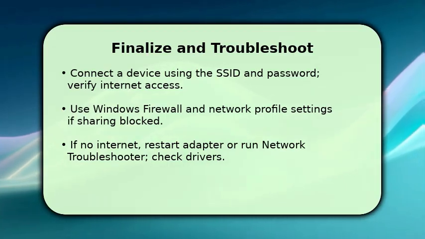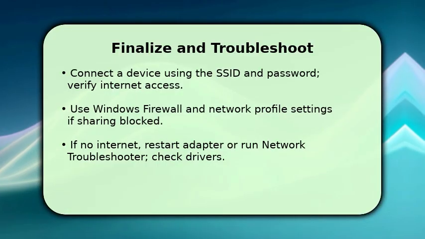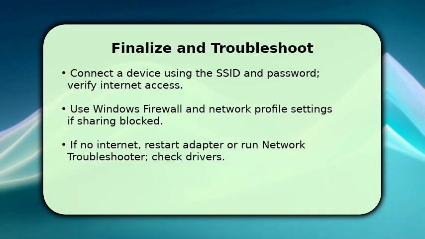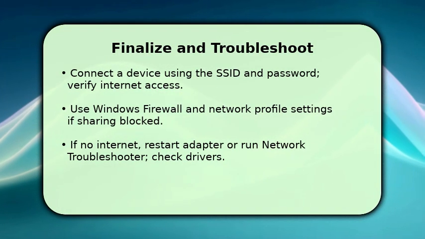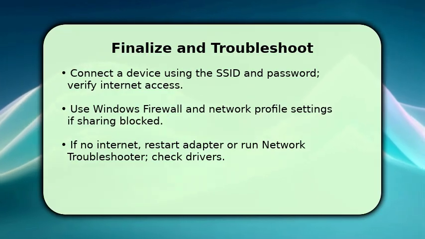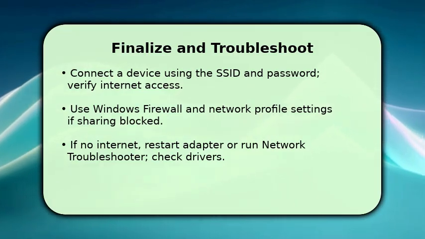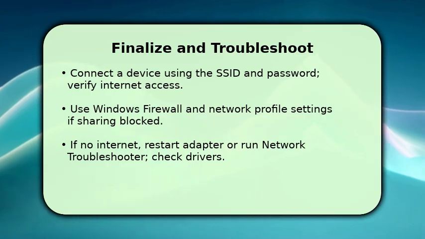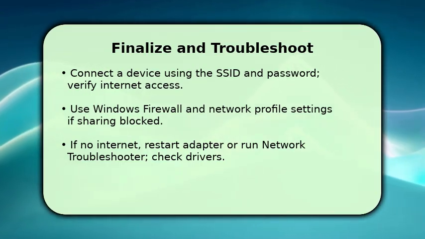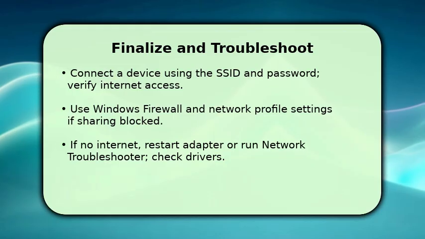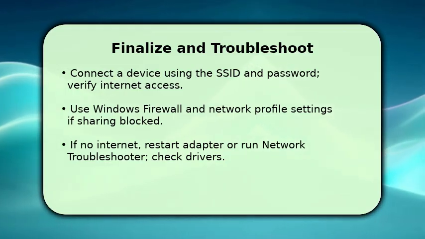If sharing is blocked, make sure the network profile on the host is set to private and review Windows firewall rules so hotspot traffic isn't intercepted. If you see no internet, restart the Wi-Fi adapter or use the built-in network troubleshooter. Also update or reinstall the adapter driver. These steps resolve most issues quickly.